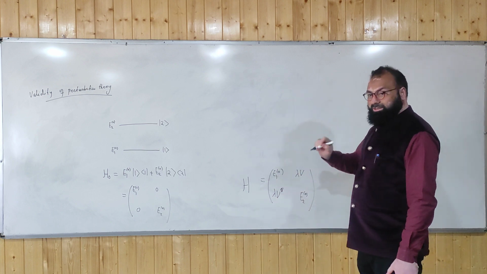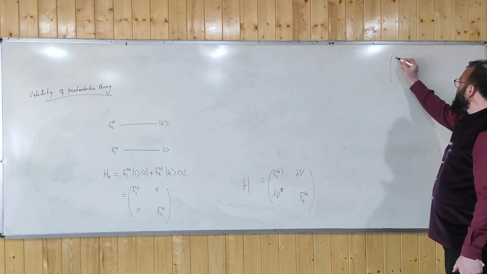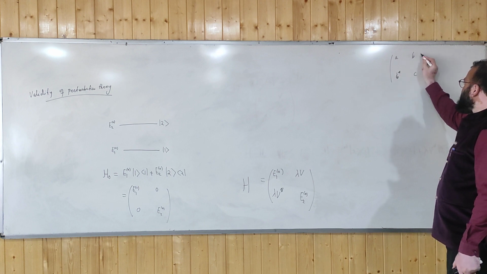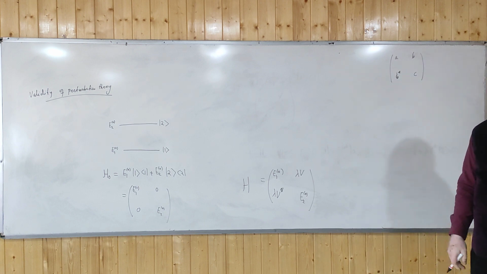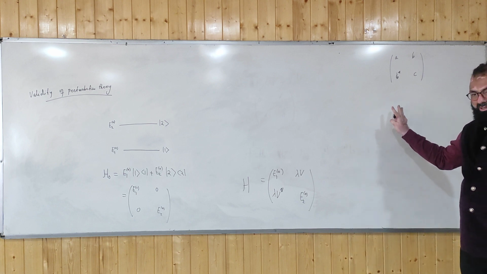So you make a characteristic equation. Let's say you have a matrix with entries A, B, C. Let me write B star and C. This is a matrix. Clear? Okay, and I want you to diagonalize it. What do you do? You form a characteristic equation.